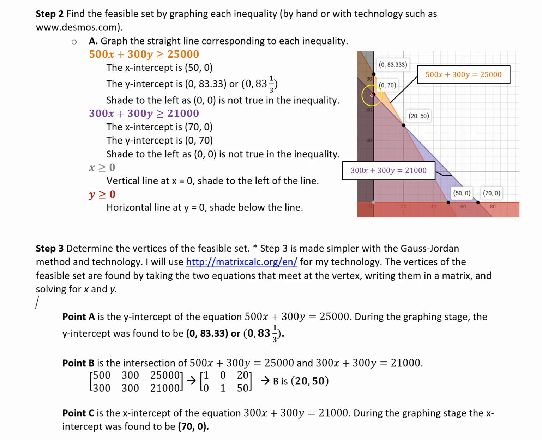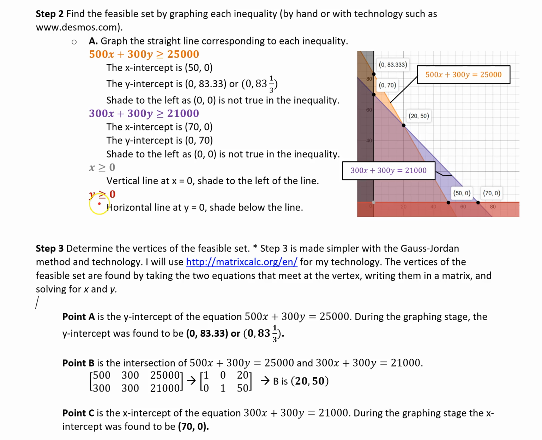The x-intercept was 70, and the y-intercept is also 70. There's my purple line. I shaded to the left to show the region where the solutions are not. The third inequality is x is greater than or equal to 0. This is a vertical line, and I shaded to the left.